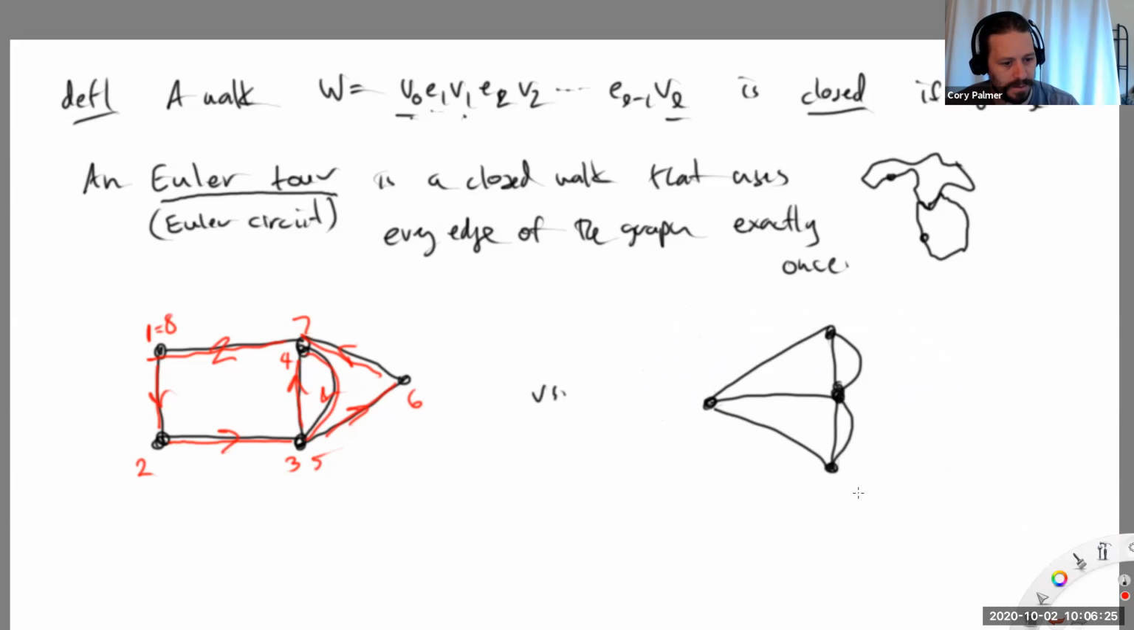And Euler was asked, or this was the question of the day: if these represented bridges in a city, can I walk along all the bridges and make a nice tour, walk along each bridge exactly once and return to where I started? A natural thing to wonder.